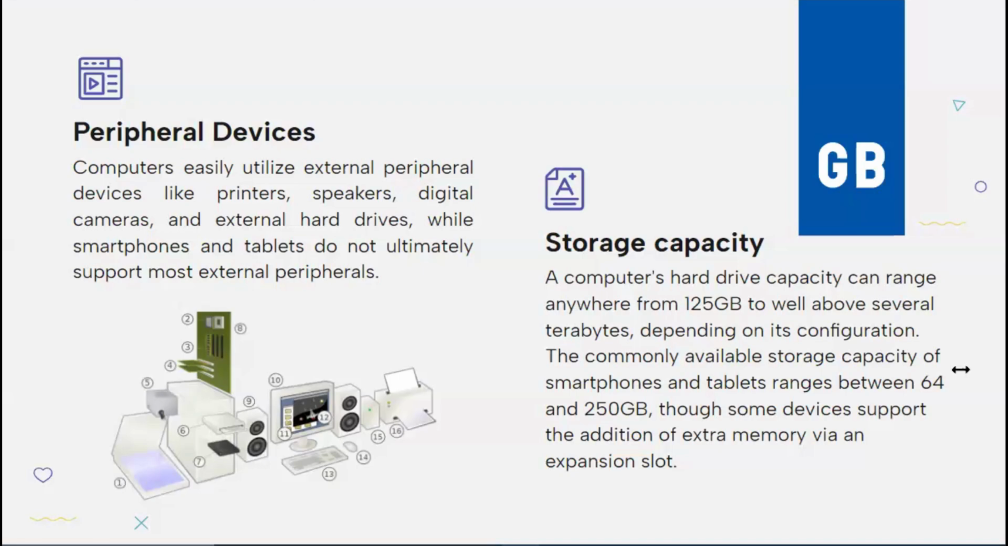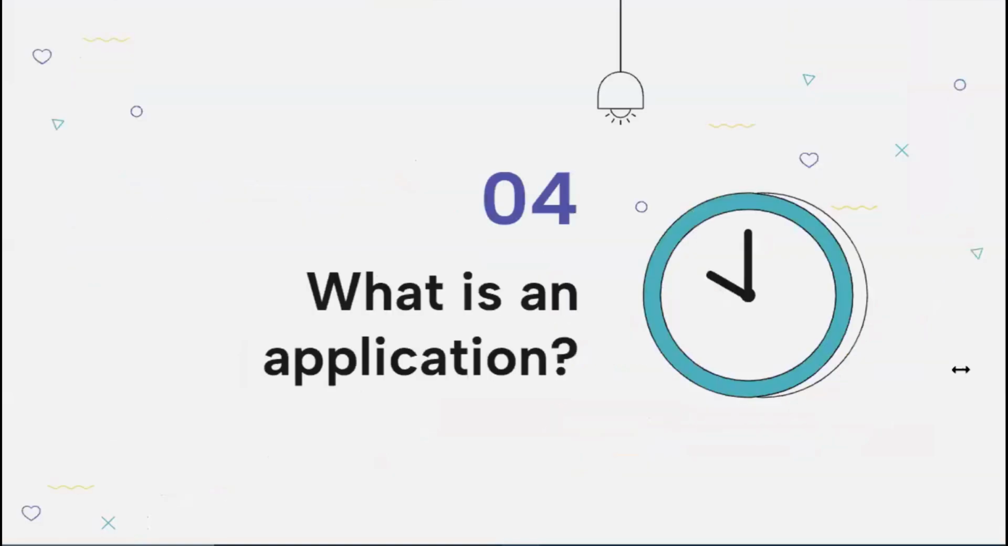Storage capacity. A computer's hard drive capacity can be anywhere from 125 gigabytes to well above several terabytes, depending on the configuration of that device. The commonly available storage capacity of smartphones and tablets is between 64 and 250 gigabytes. Gigabytes, or GB, are very common when referring to consumer levels of storage.